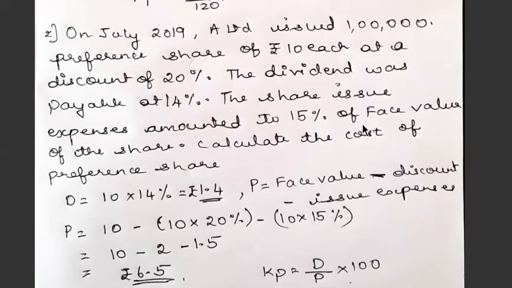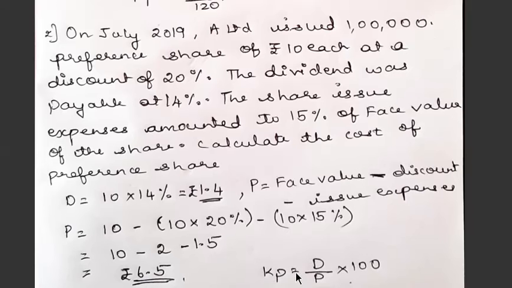Sometimes they will give you net proceeds. Okay, at that time how to calculate, I will explain you while doing the problem. But here they have given in the problem 15% of face value. So it is very clear, on face value you have to take 15% and that amount you have to deduct. So 10 minus 2 discount minus the issue expenses 1.5. So the amount remaining, the proceeds, is 6.5.